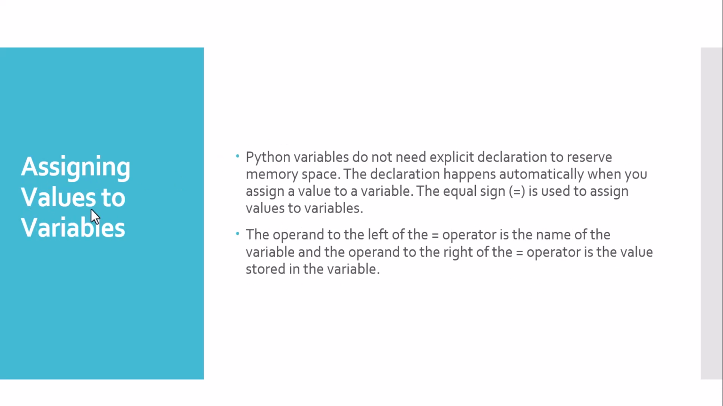Assigning values to variables. Python variables do not need explicit declaration to reserve memory space. The declaration happens automatically when you assign a value to a variable. The equal sign is used to assign values to the variable. Whenever you are declaring a variable, Python is not going to explicitly reserve some space or memory. Whenever you assign some value to the variable, only then is Python going to allocate some memory for your variable, or reserve some memory space.